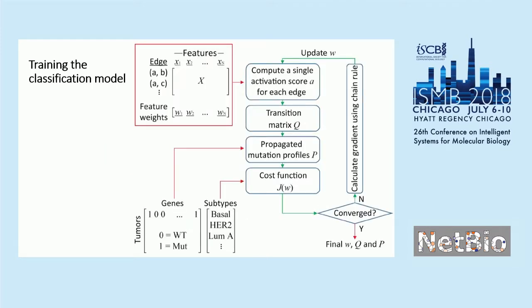So to summarize, here is the entire workflow. It starts with calculating a single activation score for each edge, and then calculating a weighted transition matrix, propagating the mutation profiles, and calculating a cost function. And if it has not converged, we calculate the gradient using the chain rule to update the edge feature weight W. So this algorithm was applied iteratively until the cost function stops improving.